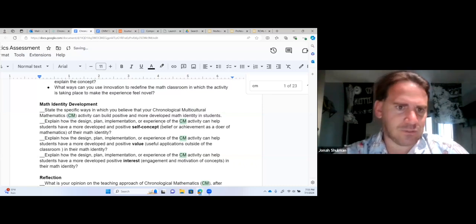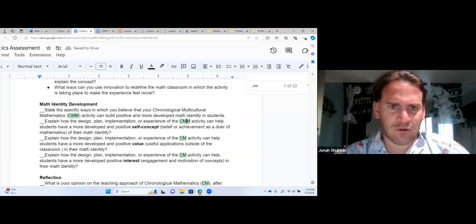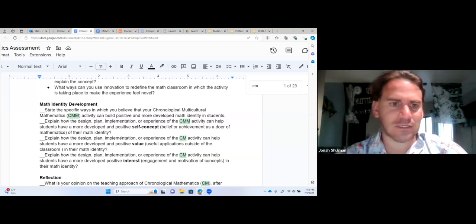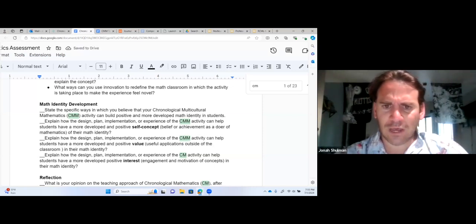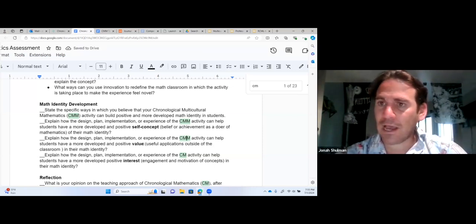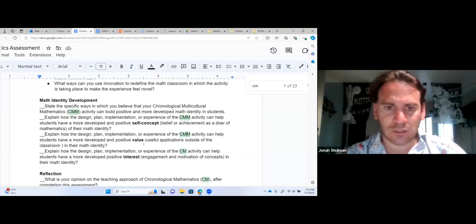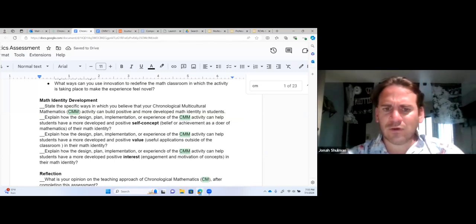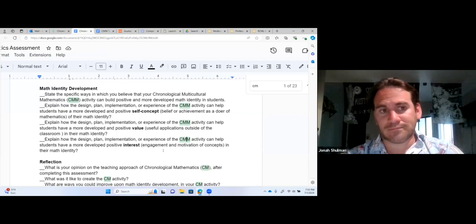The last piece of this is the identity development, which I think is really important. So state the specific ways you believe that your activity can build positive and more developed math identity in students. Can this help their self-concept or belief they can achieve as a doer of mathematics? Explain how they can show value. How are you showing this is useful? How is the content useful outside of the classroom to build their math identity? And the last piece is how can you help develop positive interest, engagement, and motivation?